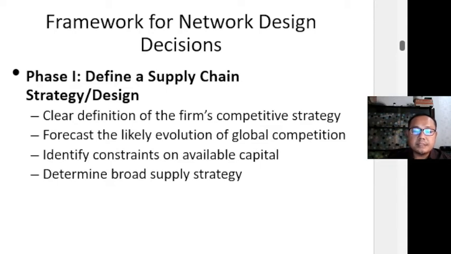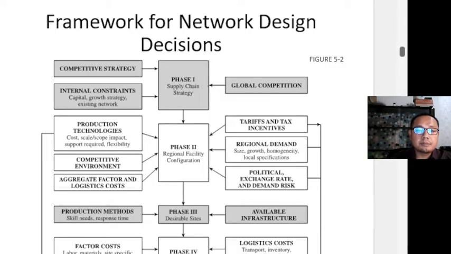So based on the competitive strategy of the firm, its resulting supply chain strategy, an analysis of the competition, any economies of scale or scope, and any constraints, the manager must determine the broad supply chain design for the firm. Okay. So this figure you can see clearly. To design an effective network, the manager must consider all the factors in this figure. And global network design decisions are made in four phases, as shown in this figure. Okay.